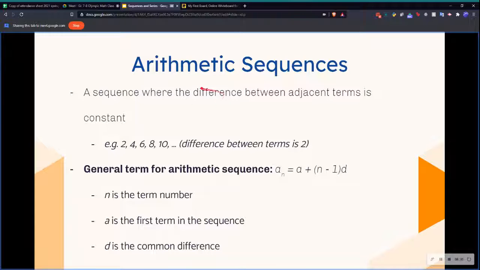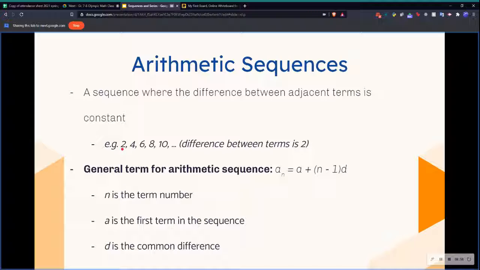Okay, let's move on to arithmetic sequences. This is a specific type of sequence. So what's an arithmetic sequence? This is a sequence where the difference between adjacent terms is the same, or constant. What does that mean? Look at this example. Say you have 2, 4, 6, 8, 10, and so on. You notice that the difference between adjacent terms is 2.